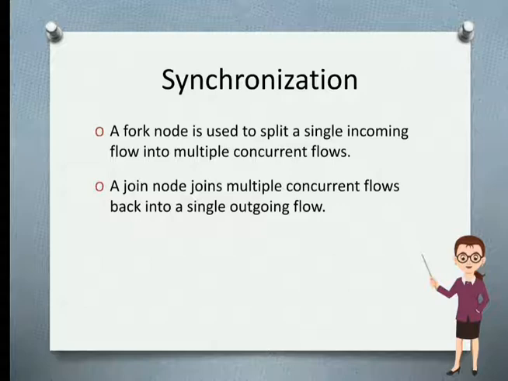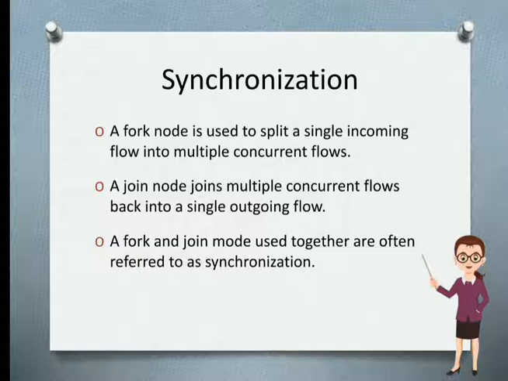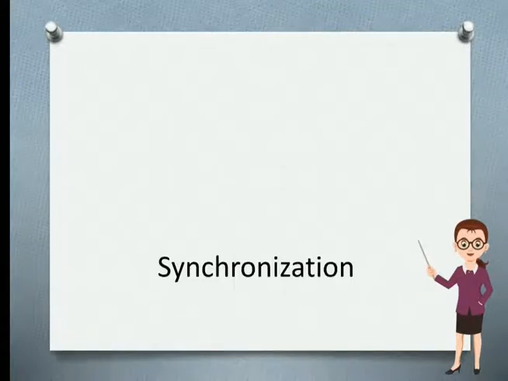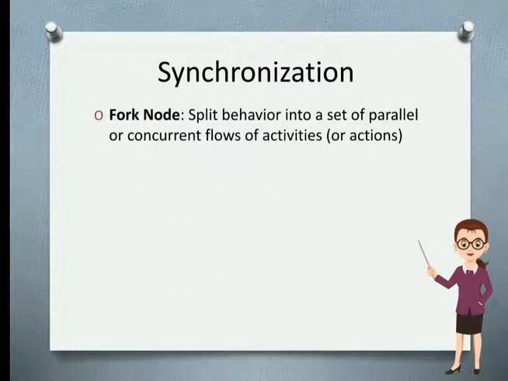Next is a join node. A join node is used to join concurrent activities. Likewise, decision and merge: a decision node is used when we have two options, and merge is used to merge those options. Similarly, if we want to represent two parallel activities, we use a fork node, and for joining those parallel activities we use a join node. So join represents joining of two control flows, and a fork and join used together are often known as synchronization. So synchronization is possible with the help of this fork node and join node.